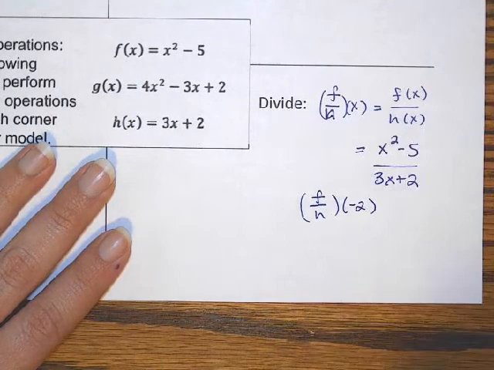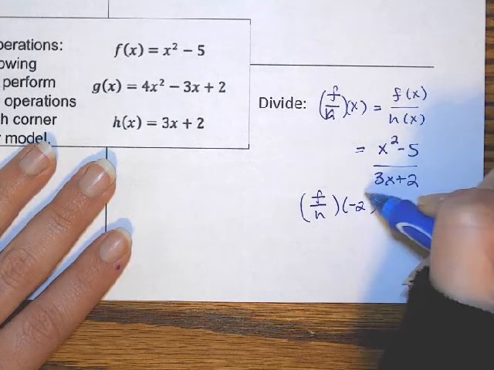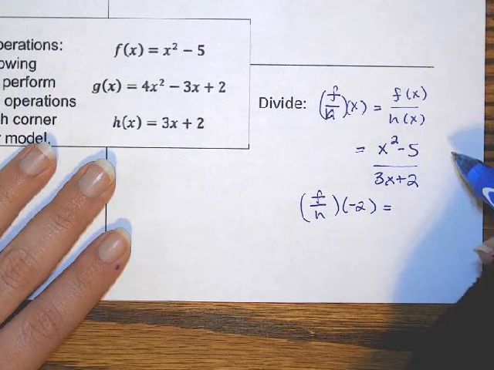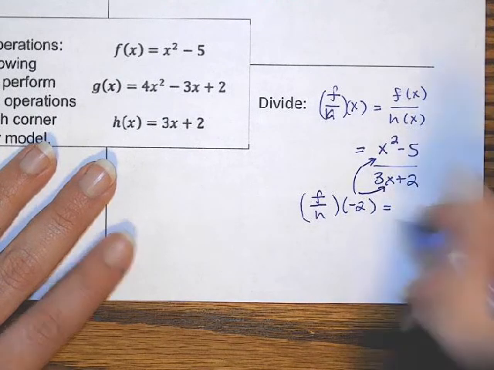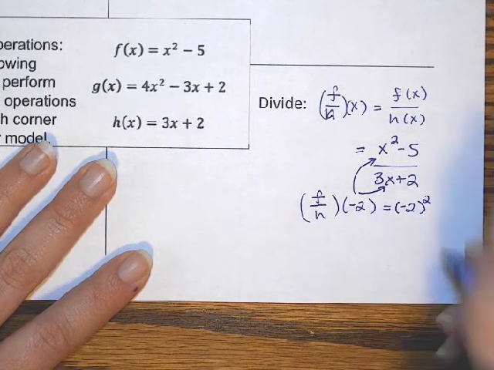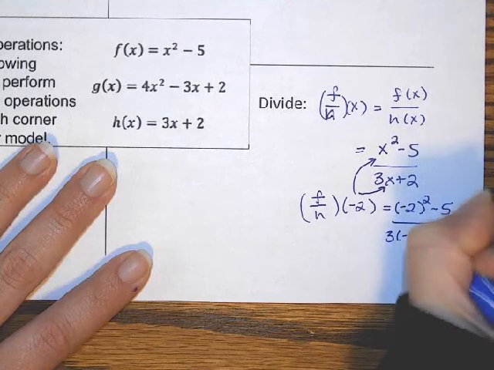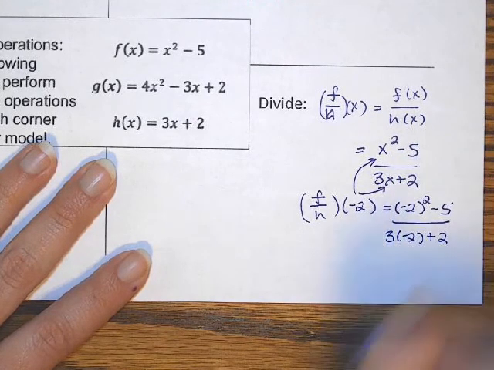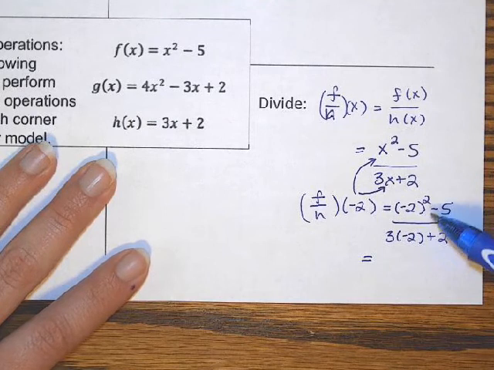if I asked you to find f of h of, let's say, a number like -2, then all that means is in this previous answer where we're showing the division, wherever I see an x, I just have to replace it with -2. So I'm going to do that. So in parentheses, I have -2 squared minus 5. And then on the bottom, filling it in both places.